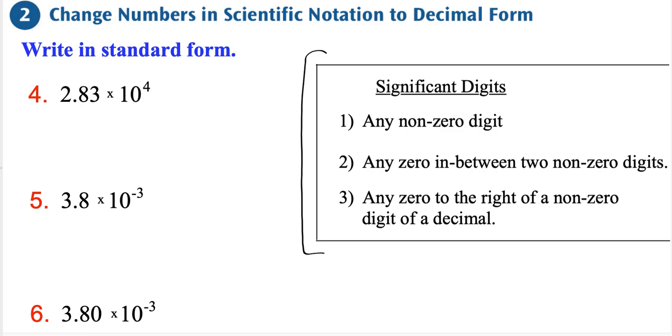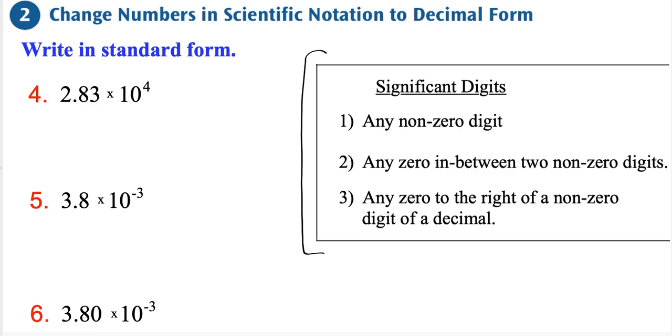So rules to significant digits, the first one would be any non-zero number is significant, okay? So in this one, the first one, number 4, 2, 8, and 3 are all significant. So I would count that as 3 significant digits, or you might hear them called sig figs. So when I write this out, I should have 3 significant figures in the end, all right? For number 5, I have 2 significant figures because they're both non-zero. Okay, so when I write out my expanded form or my scientific notation, I should have 2 significant figures. And then 6 brings in a different rule, so we'll get to that in a minute.